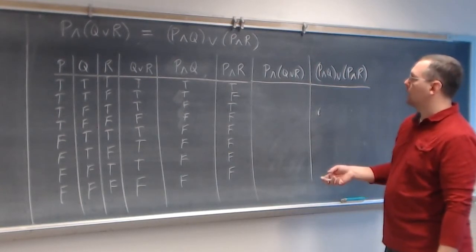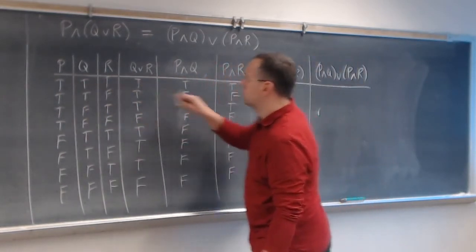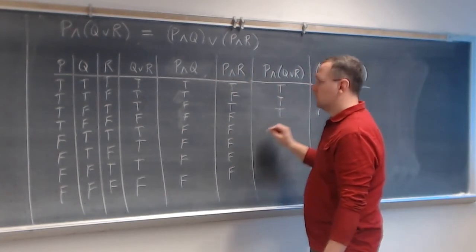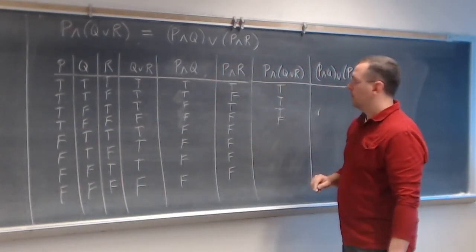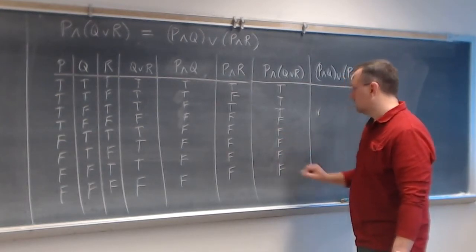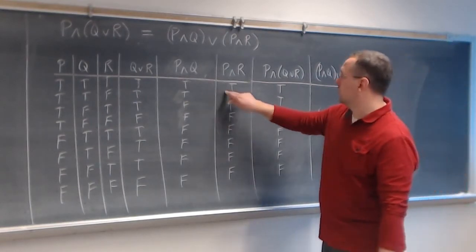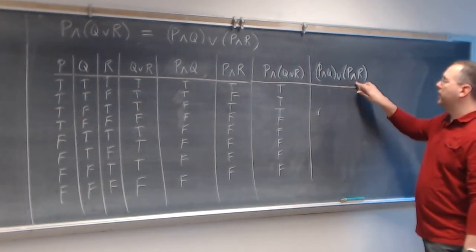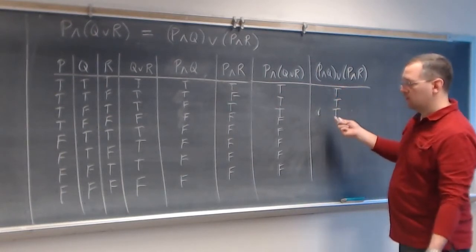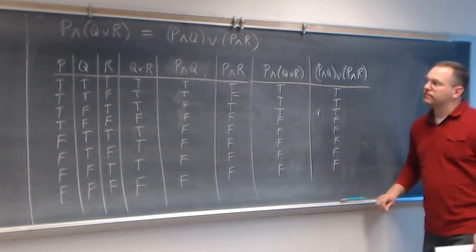So, let's do P and Q or R. I got true, true, true, true, true, false, and then, again, since P is false on all four rows, I know the last four rows have to be false, false, false, false. So that's what we're looking for in this last column. Now I'm looking at these two columns. I need at least one true for P and Q or P and R to be true. So I have true, false, that's true; false, true, that's true; and then the rest are all false. Looks identical to me.